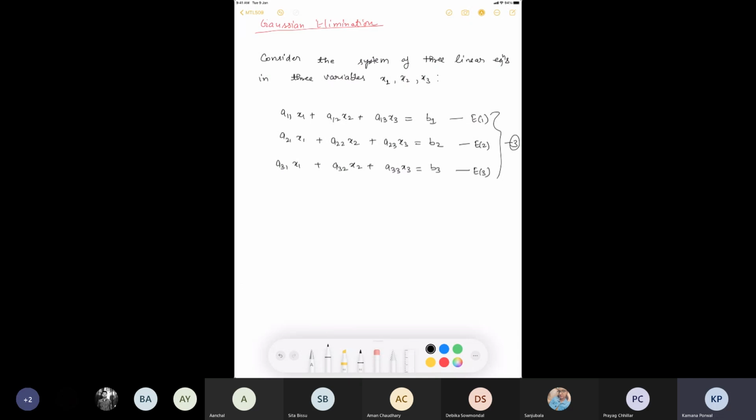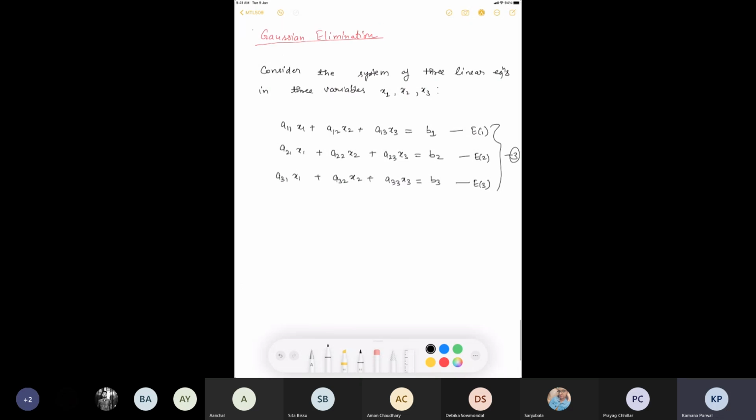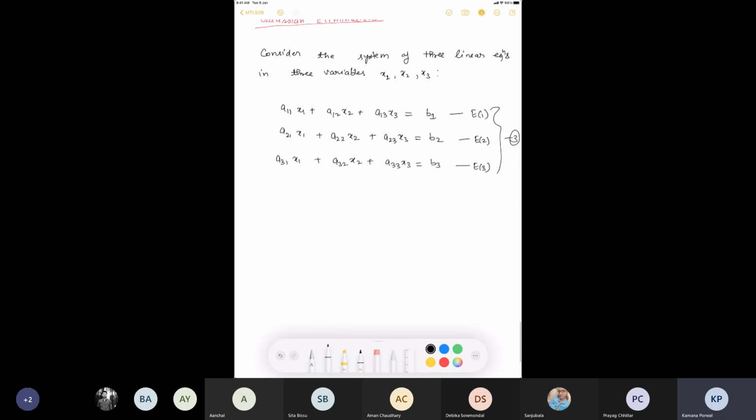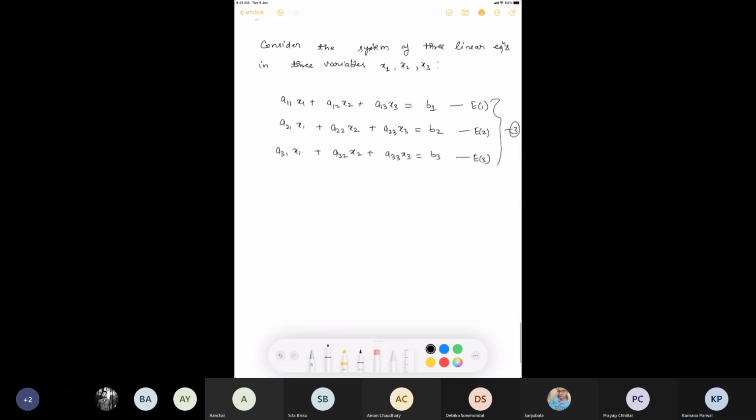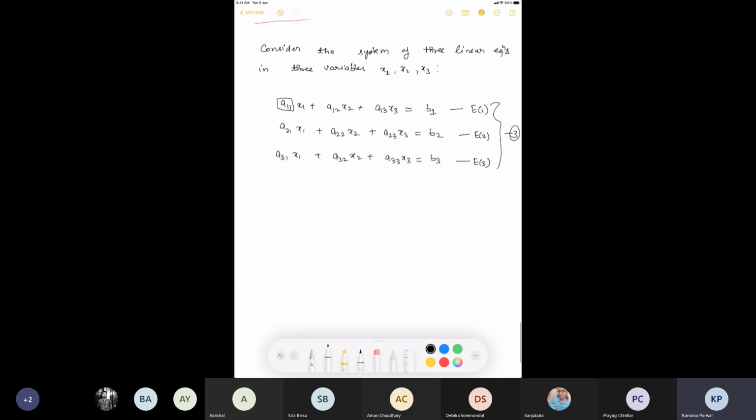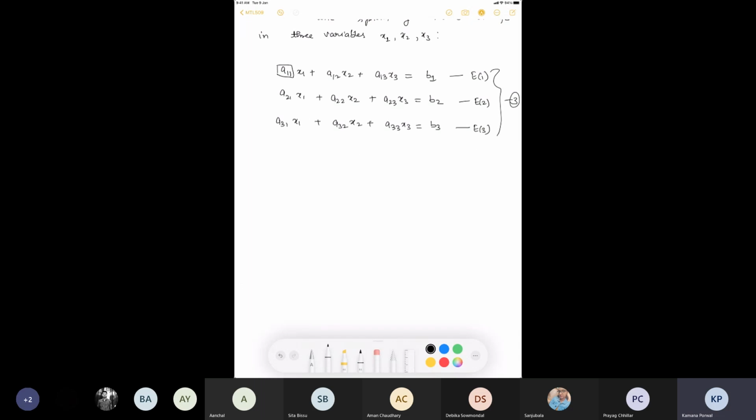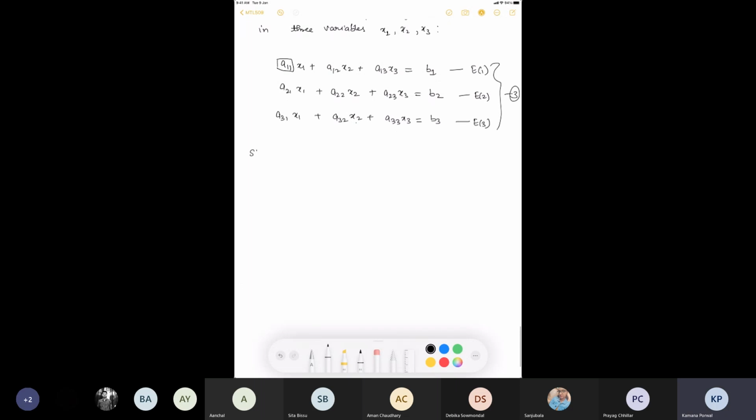So what do we do in this algorithm? The first step is that, assuming that this entry is non-zero, we eliminate x1 from the second and third equations. Then, from the resulting system, I will eliminate x2 from the third equation. This is the process we have to repeat. Okay, so let's write it down.